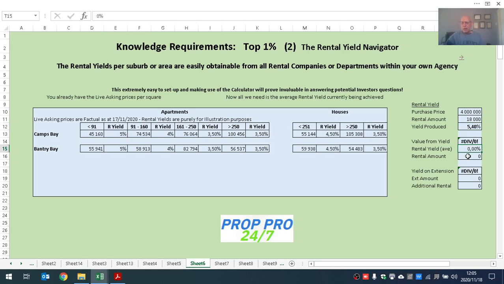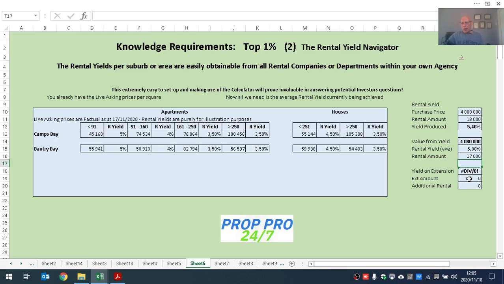Again, we're going to another little calculator. You can do a desktop valuation based on the rental yields that your rental department has provided for you. Perhaps we have a look at a small apartment in Camps Bay, and your department suggests they're getting 5% net rental yields, and this particular apartment is enjoying 17,000 per month net rental. Immediately it will provide you, based on the rental yield in the area, with a desktop valuation of 4,080,000.